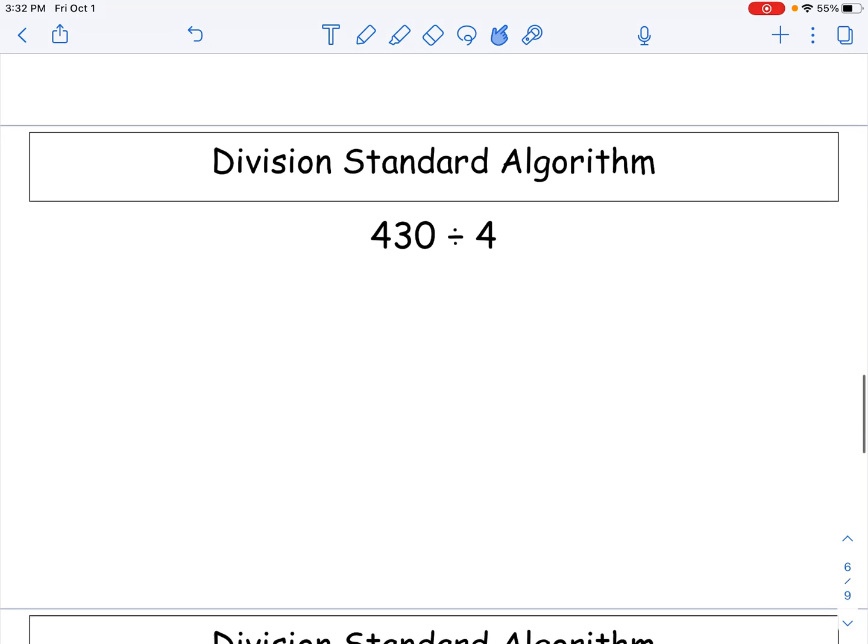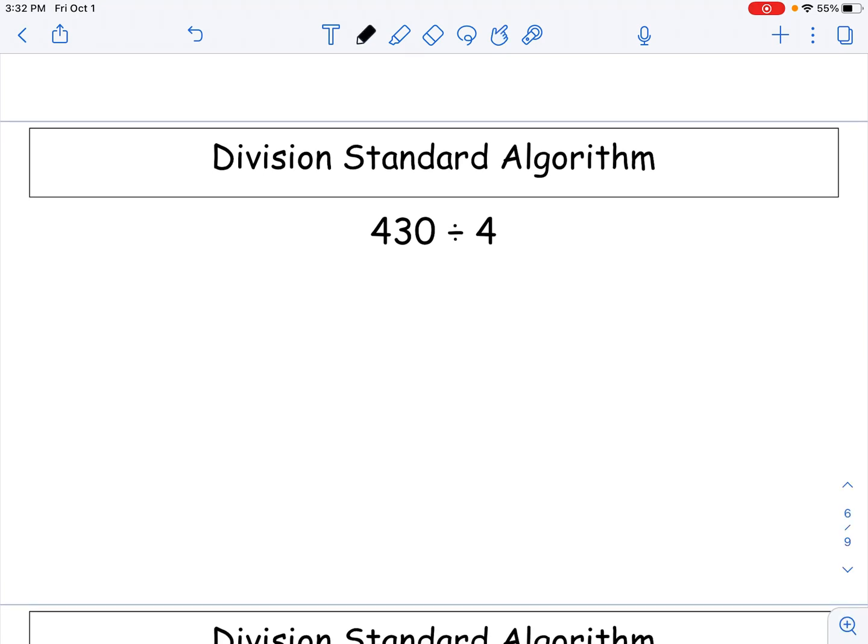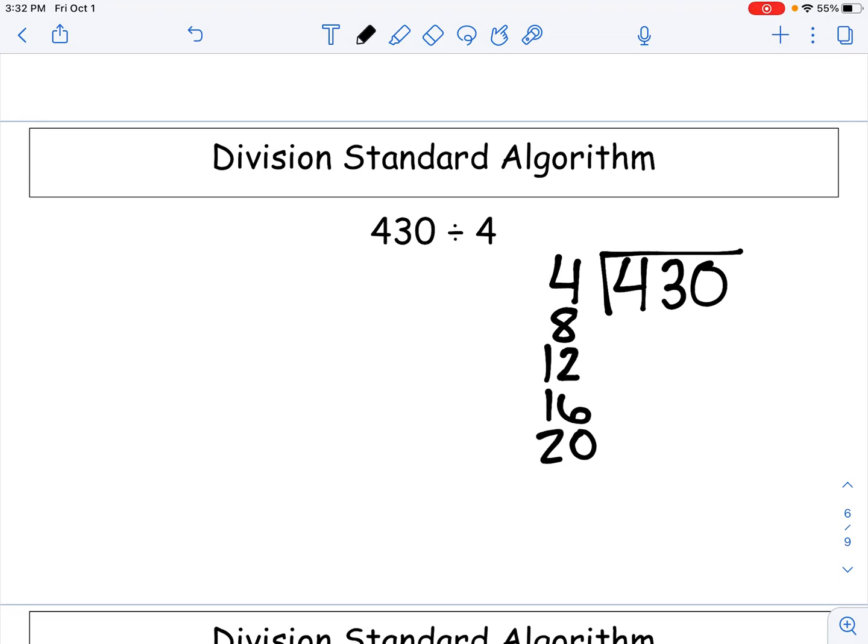Here we go. Standard algorithm division. 430, dividend inside the box, outside, divisor 4. Skip count strategy: 4, 8, 12, 16, 20, 24, 28, 32, 36. Start with our first digit. We have 4. I can get one group of 4, so 1 goes on top. Multiply. 1 times 4 is 4.